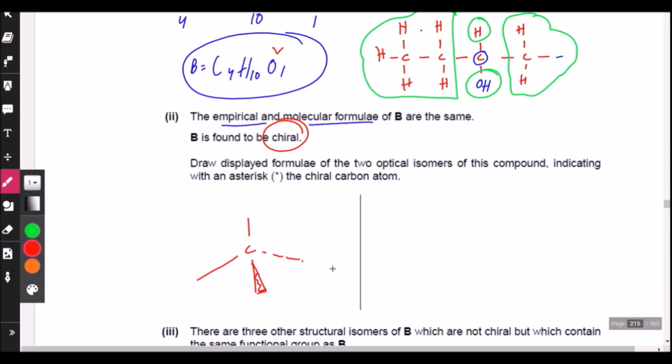And he's asking for a displayed formula, so keep that in mind. If he says displayed, then you're bound to draw every single bond. So it's going to be CH3 on the right side, okay, that's CH3. H on top, OH at the bottom. So there's H. You have to show the O and H bond as well. And here there's 2 C's, CH2.